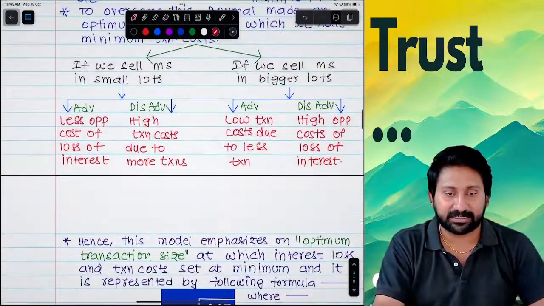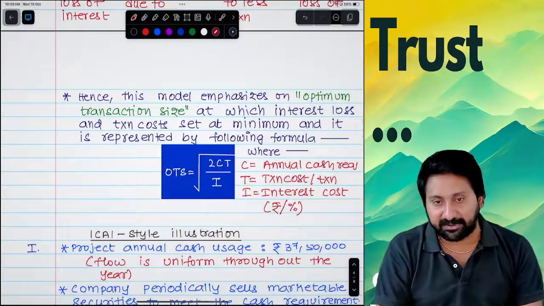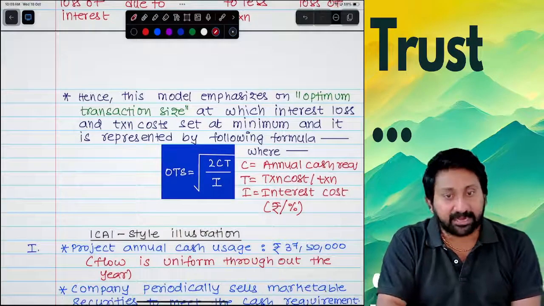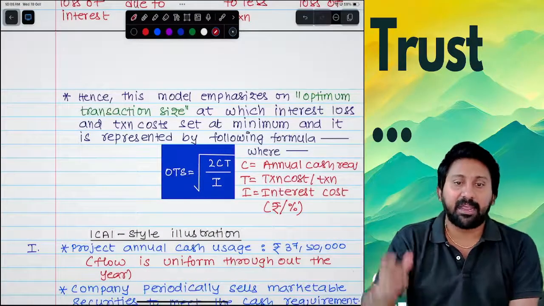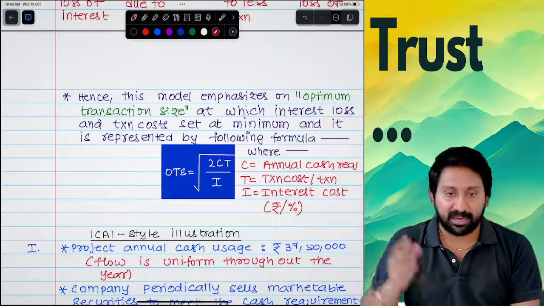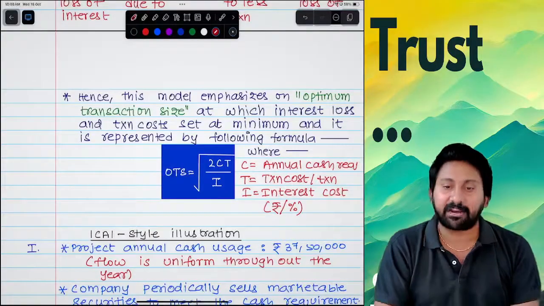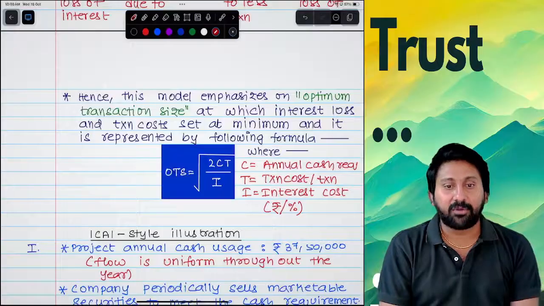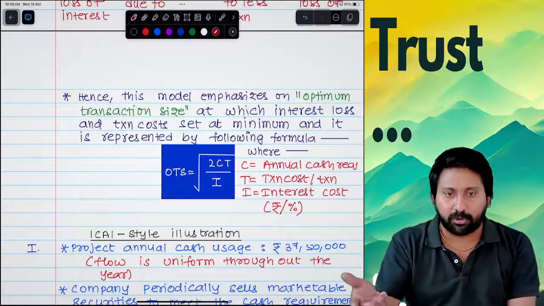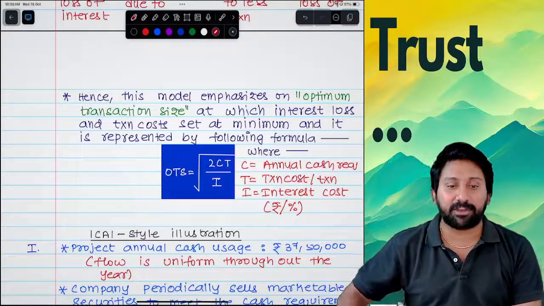Vice versa here. So to overcome this problem, the Bowman model has emphasized an optimum transaction size at which interest loss and transaction costs are at a minimum level, represented by the formula. There you have seen 2CO by I. Here it is 2CT by I. Root of 2 into C, annual cash requirement, in our example 12 lakh, into transaction cost. How much is the transaction cost you are having? That much, 20 rupees per transaction, 10 rupees per, like that. Next, interest cost; percentage terms we need to write.